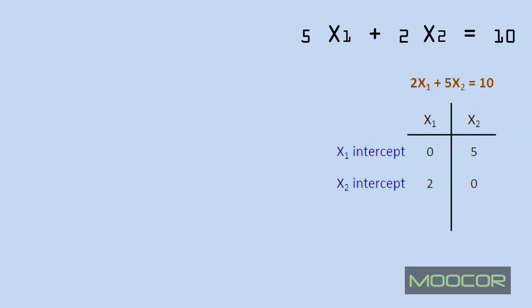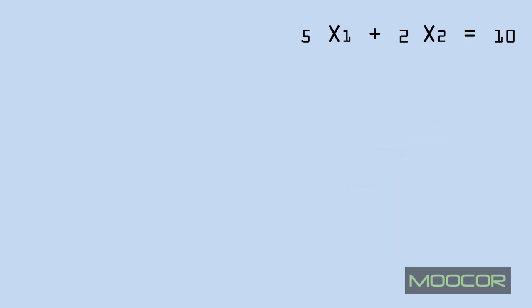Now I have 2 points in here, one representing x1 0 and x2 5, and the other one representing x1 2 and x2 0. When I connect these two together, I have plotted the line.